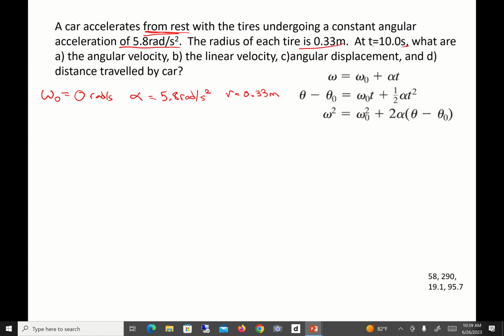At t equals 10 seconds, what are the following? For A, it wants us to find omega, the angular velocity. For B, it wants us to find the linear velocity, which is v. For C, it wants us to find the angular displacement, delta theta.